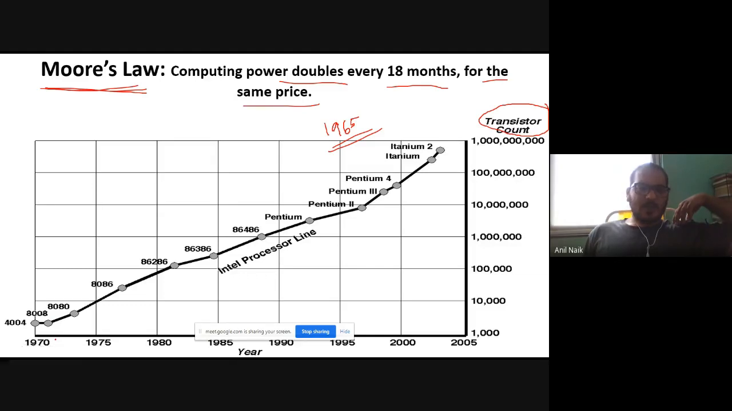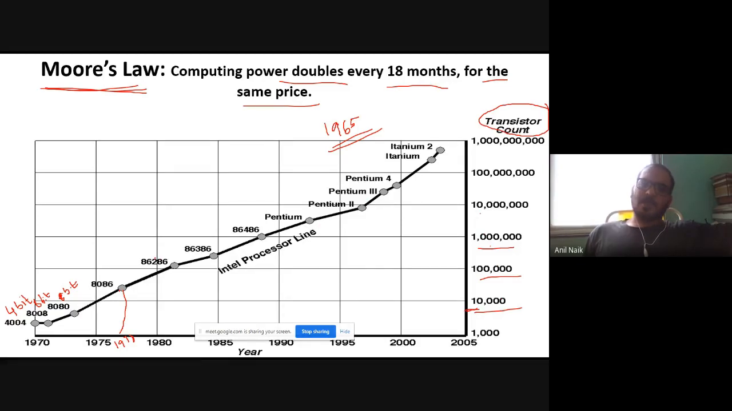For example, the third generation computers, around 1970, the 4004 processor, 8008 processor, 8-bit processors, 8088. The transistor count was around 6,000 to 7,000. Then around 1978, the transistor count was doubling every year. 10,000, 1 lakh, 10 lakh, 1 crore.